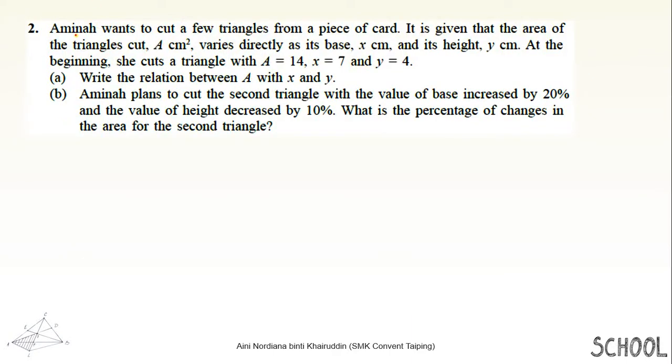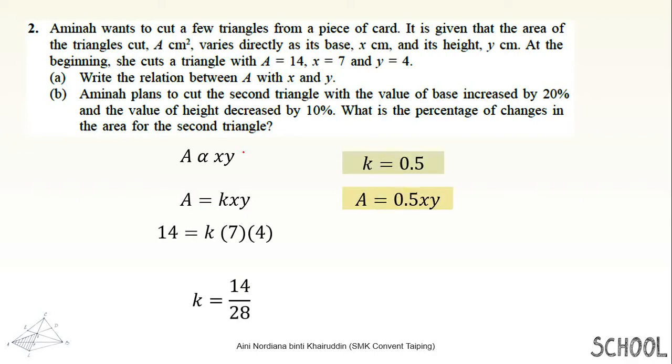So number 2. Amina wants to cut a few triangles from a piece of card. It is given that the area of the triangles cut, A cm squared, varies directly as its base, x, and its height, y cm. At the beginning, she cuts a triangle with A equals 14, x equals 7, and y equals 4. Write the relation between A with x and y. So first, write in the relation form, and write in the equation form, substitute the value of A, x and y, then we get the value of K. So substitute back into the formula. So this is the answer for A.